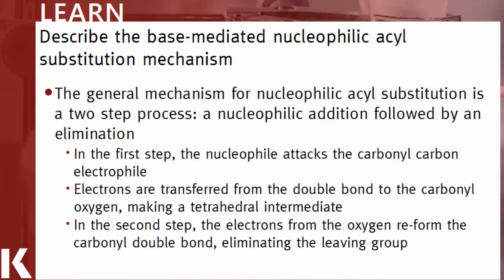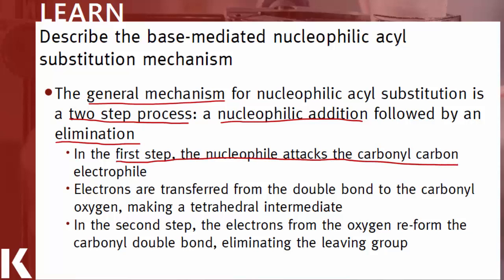Now that we've seen the actual mechanism that occurs when you have a base that's driving a nucleophilic acyl substitution, we can revisit these bullet points. The general mechanism of a nucleophilic acyl substitution is a two-step process, consisting of a nucleophilic addition and an elimination. In the first step, the negatively charged nucleophile attacks the electrophilic carbonyl carbon, causing carbon to break its bond and push electrons onto the carbonyl oxygen, creating a tetrahedral intermediate. But the intermediate doesn't last long, because in the second step, the carbonyl double bond reforms, and carbon tells the hydroxyl leaving group to get lost, completing the elimination and leaving behind the alkoxide in its place.